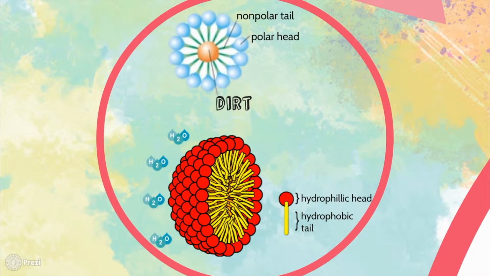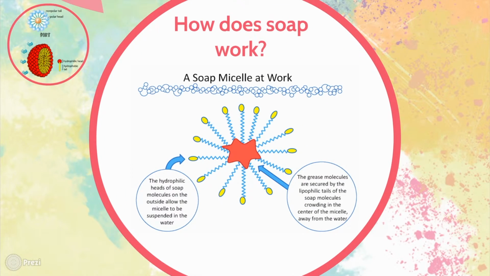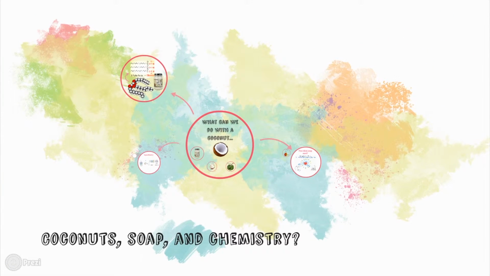They rearrange themselves in such a way that the heads are exposed to water and the tails interact with one another. This leads to the formation of micelles, which are actually bubbles that trap dirt when you shower. The dirt-filled bubbles are suspended in water and washed away. So now you know that we can make soap from coconut oil that comes from coconut milk that comes from a coconut, and it's all tied together via chemistry.